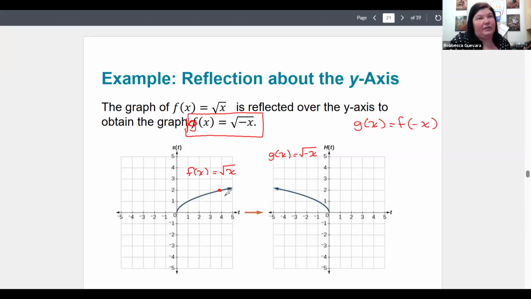Once again, this point here that we have at (4, 2). Now all we're doing is changing x from positive to negative, so it's going to flip over here and become (negative 4, 2). And once again, we have a point at (0, 0). So 0 times negative stays 0. You don't have positive or negative zeros, so that point stays there.